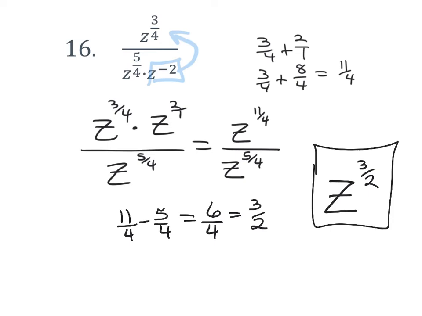Now, if at the beginning you would have preferred to have added 5/4 plus -2 and found a common denominator that way, you could have. But I think it's a lot easier just to make all your exponents positive first and then work on combining.